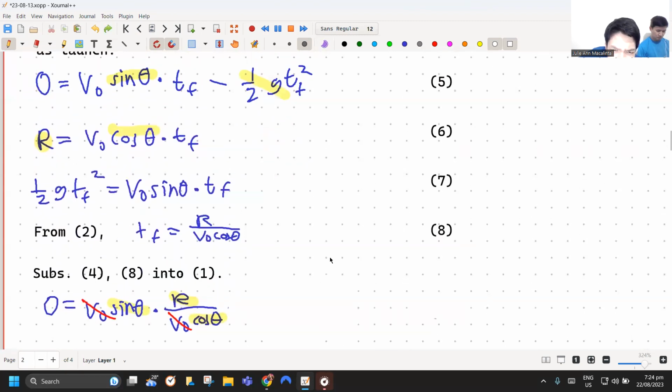And then now minus 1/2 g t f squared. So now we have an expression for t f, so we can substitute this in equation 8.